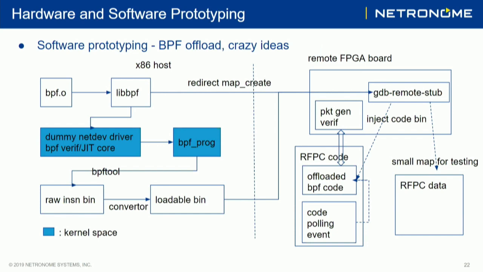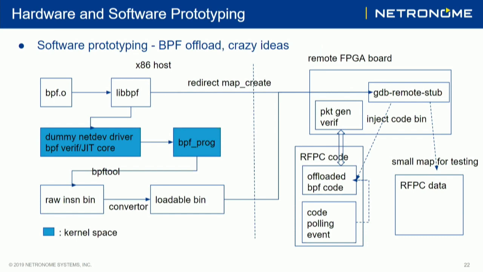Then we keep going down, talk to the driver, and ask it to drive the whole RISC-V JIT backend to generate the translated BPF image. Later, we use bpftool to query the translated image. But because it's raw instructions, we need to turn it into a loadable ELF. Then we use the same ELF run or GDB to talk to the remote stub, and ask it to inject the code into the RFPC, into the offload core.